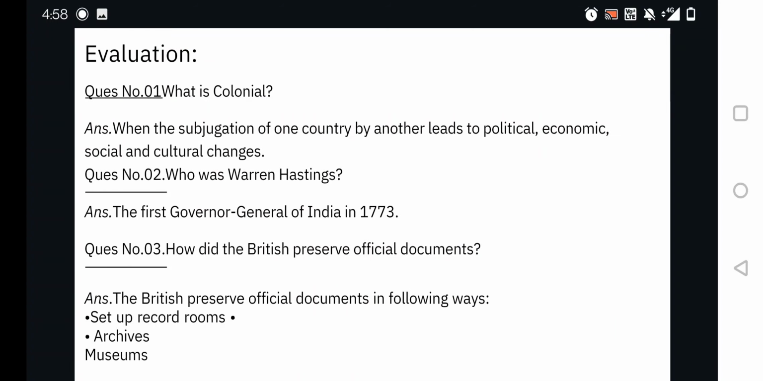Now there are certain questions which will help you to learn, like when the subjugation of one country. What is colonial? So there is the meaning given. Who was Warren Hastings? He was not the first governor general of India. It is written wrong. It should be the first governor general of Bengal. He was the first governor general of Bengal, and he was made governor general in 1773. Okay, how did the British preserve official documents? So there were archives, record rooms with every office, and then museums.